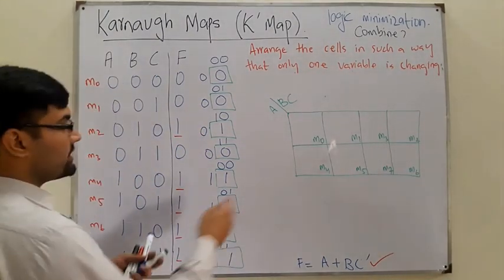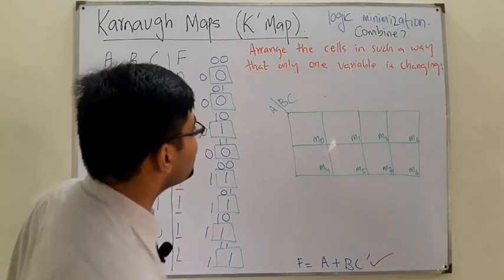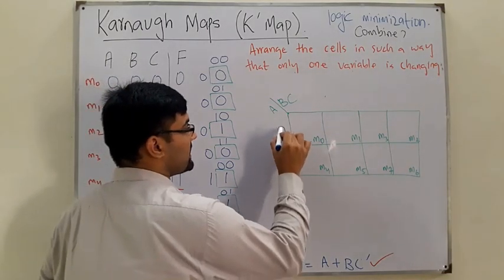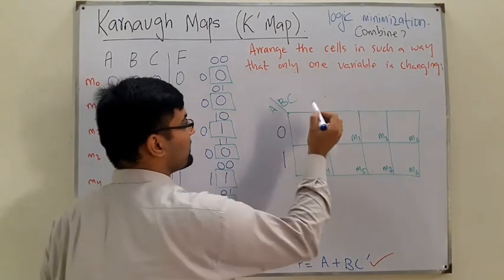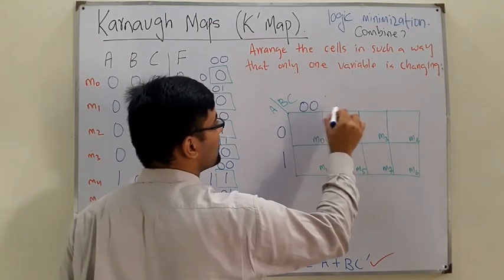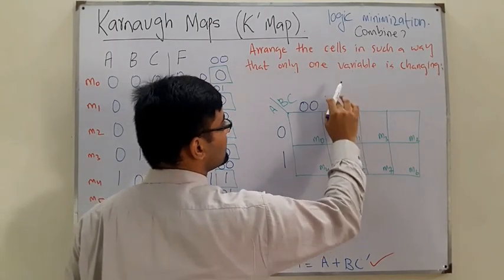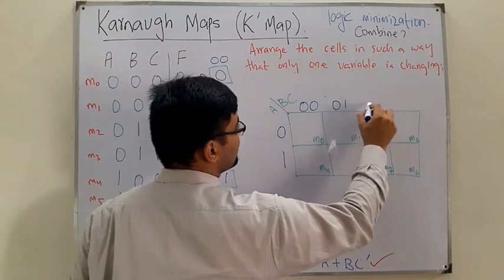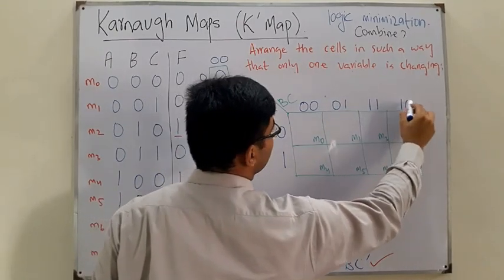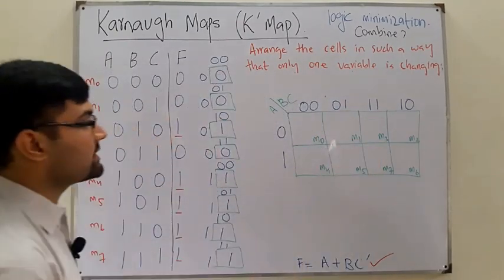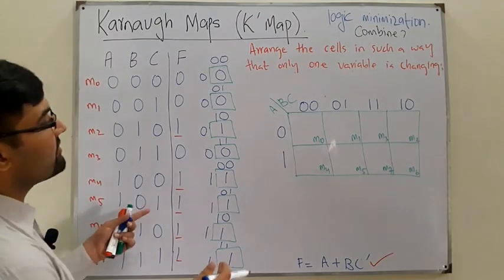Okay, now I hope this green color is visible, okay? So we've seen now how to fill it. So this A would be 0 over here, this 1 over here. Now for the BC combination, we have 0 0, then 0 1, then 1 1, and then 1 0, all right? And these are the min terms I've already written from before, so let me fill it.